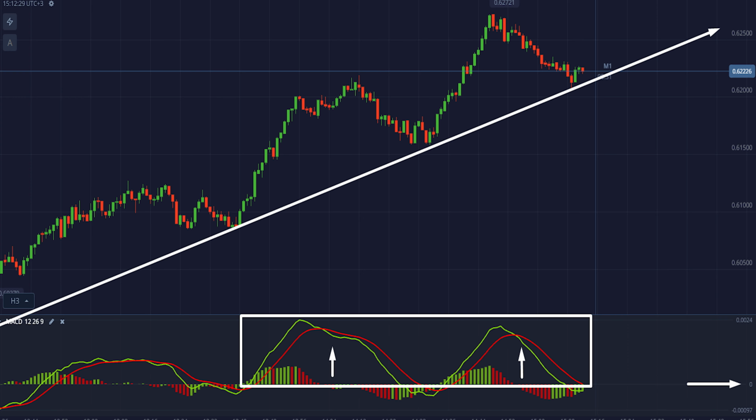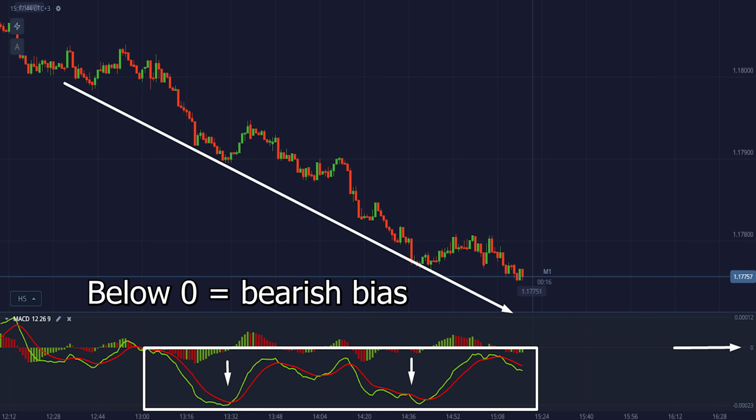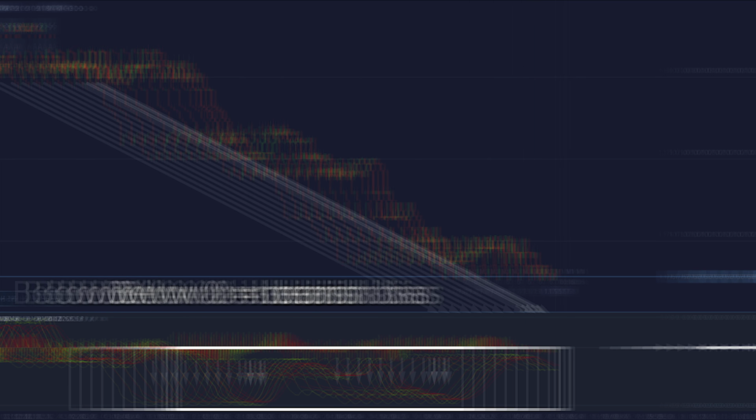Another simple but powerful reference is the zero line. When MACD is above zero, the fast EMA is generally above the slow EMA, meaning bullish bias dominates. When MACD is below zero, bearish bias dominates. I use this as a filter, not an entry trigger, so it helps me understand which side currently has control.